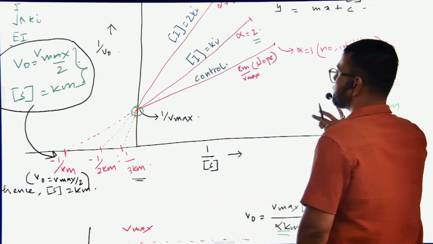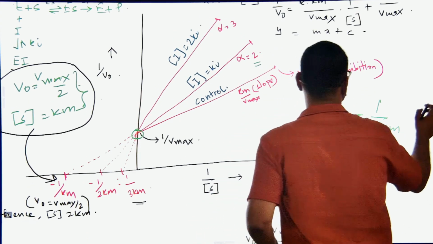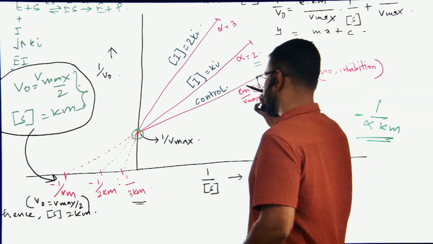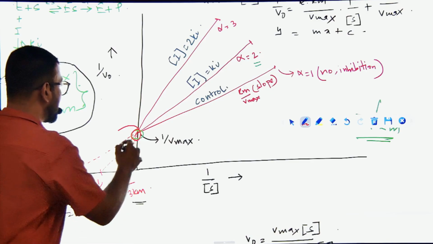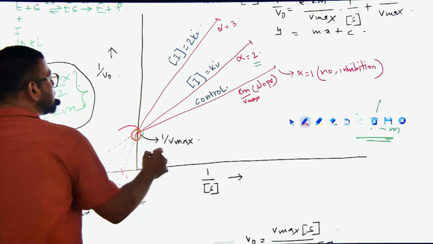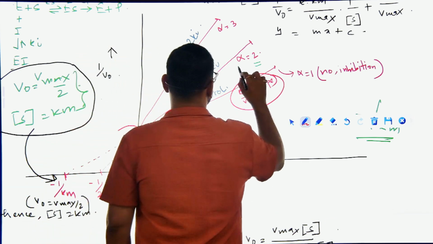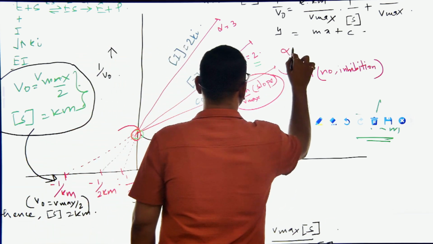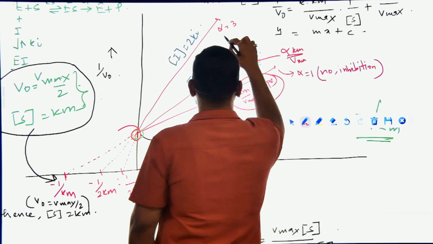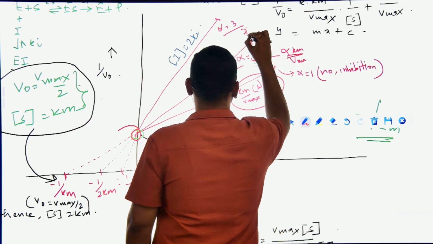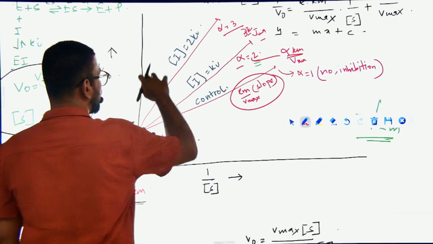Just like this. Originating from a single point, that means Vmax is constant. Now, we all know slope is Km by Vmax. Slope transforms into alpha into Km by Vmax. If alpha equals 2, then 2 into Km by Vmax. If alpha equals 3, then 3 into Km by Vmax. This is the approach. This is the overall process.